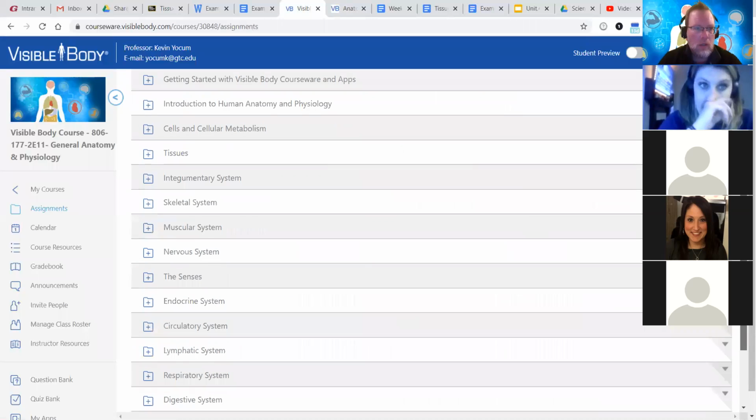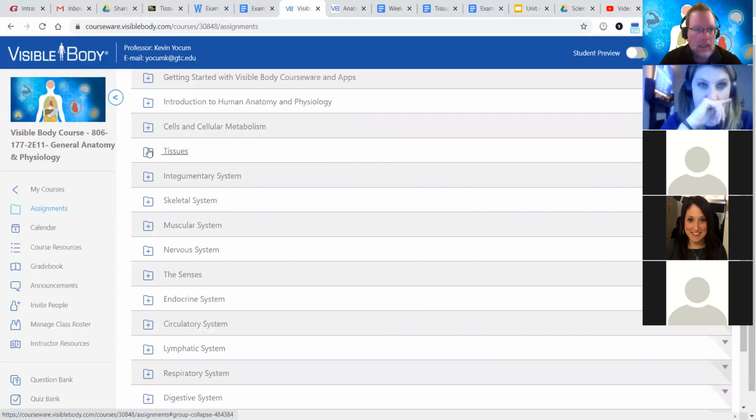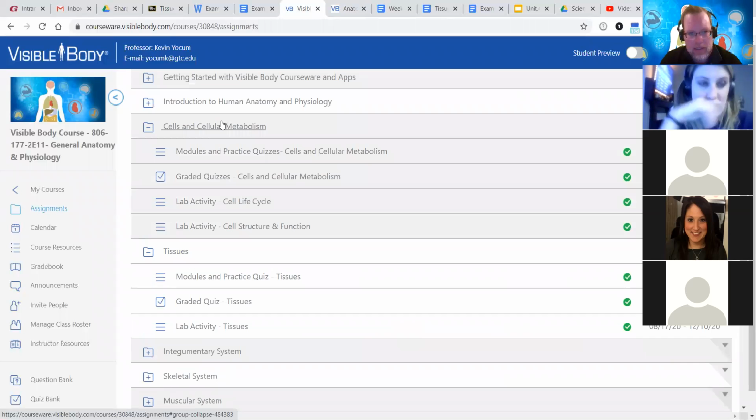So when we look at Visible Body, last week we saw cells and cell metabolism. You maybe hung out a little bit in modules and practice quizzes. You definitely hung out in graded quizzes. Now, I got a couple questions about these two, lab activity. You don't need to go there.